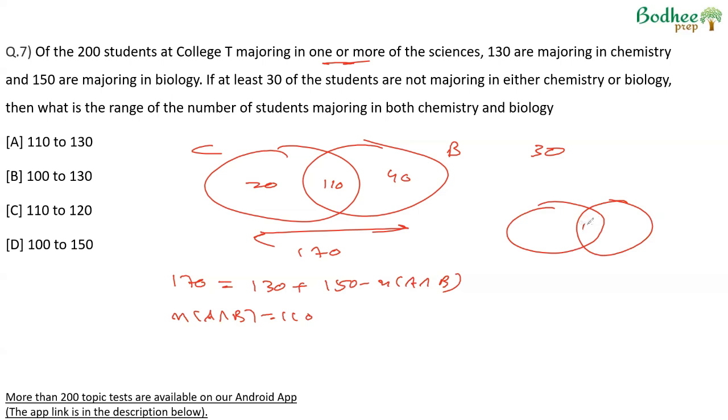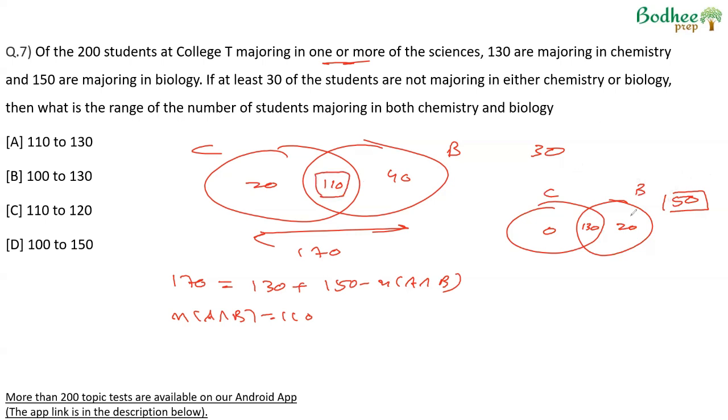and we make that the number of people in both. So chemistry, biology, 130 in both. So only chemistry becomes 0, only biology becomes 20. 130 plus 20 is 150. That means there are 50 people majoring in neither of them. Since this was at least 30, it can go up to 50, not a problem.